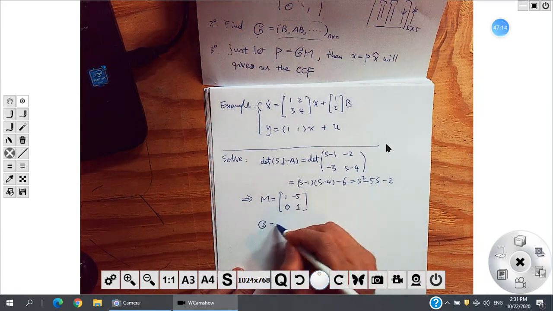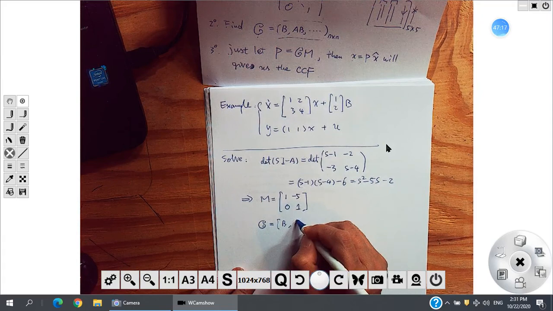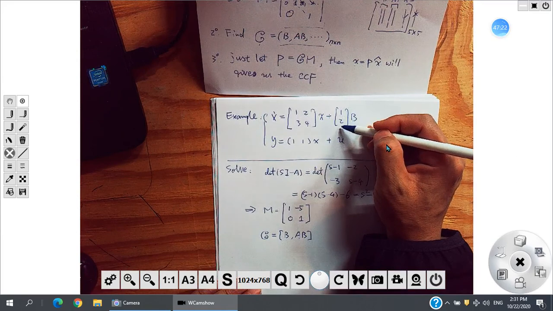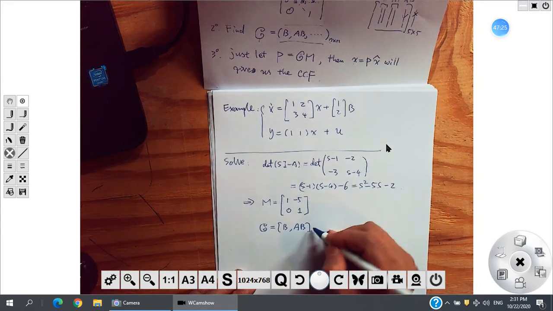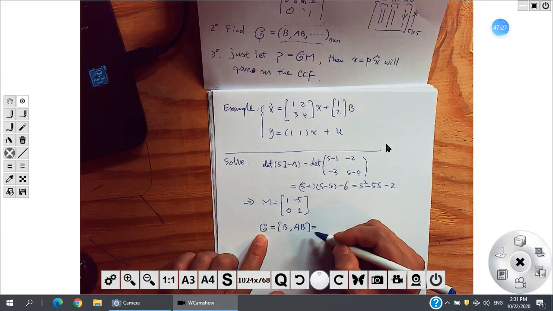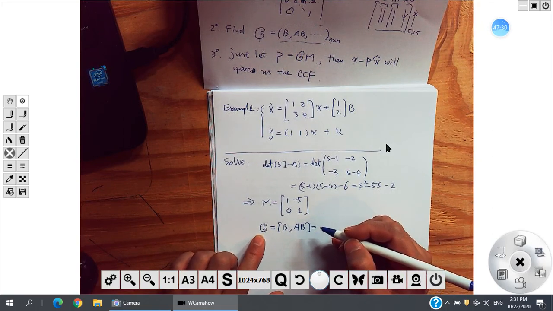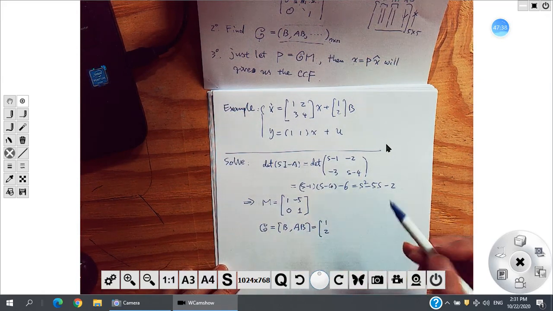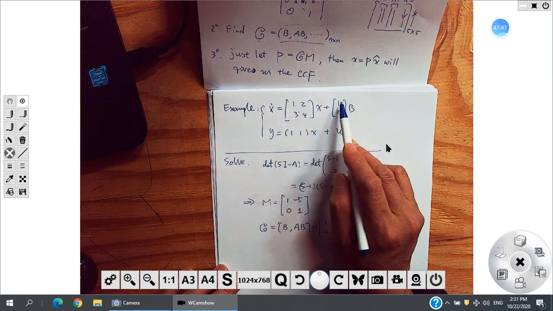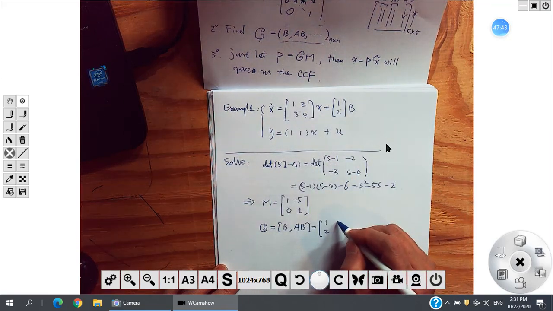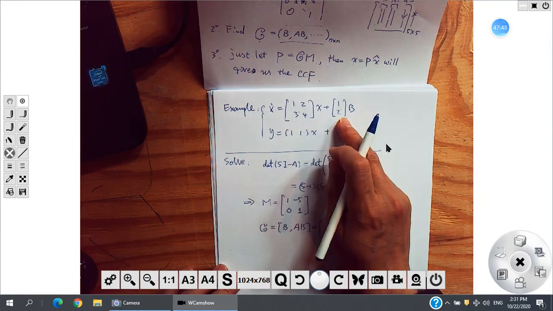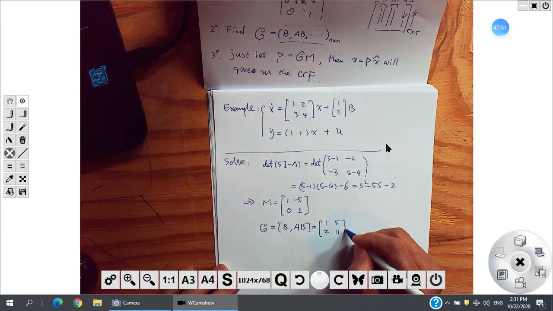C is B and A times B. B is one column, but we want a square matrix, so we need one more column. Later we will use it, and I will explain why I use C to represent this matrix. B is 1 and 2. A times B: 1, 2 times 1, 2 is 1 plus 4, that is 5. And 3, 4 times 1, 2 is 3 plus 8, that is 11. This is the C.